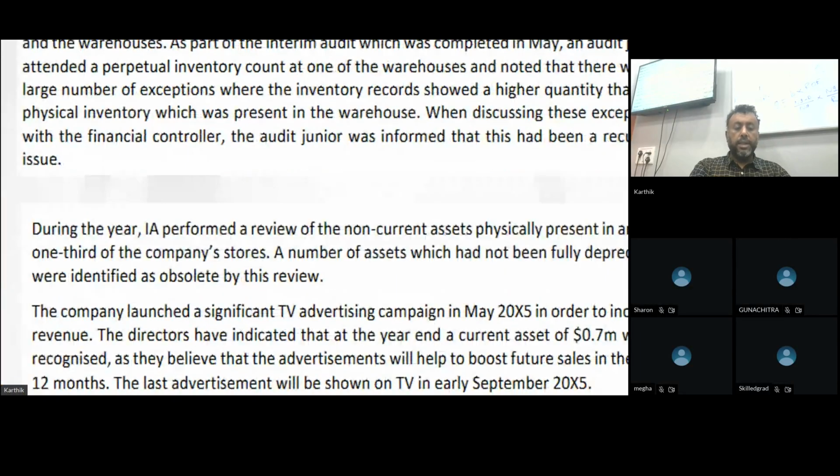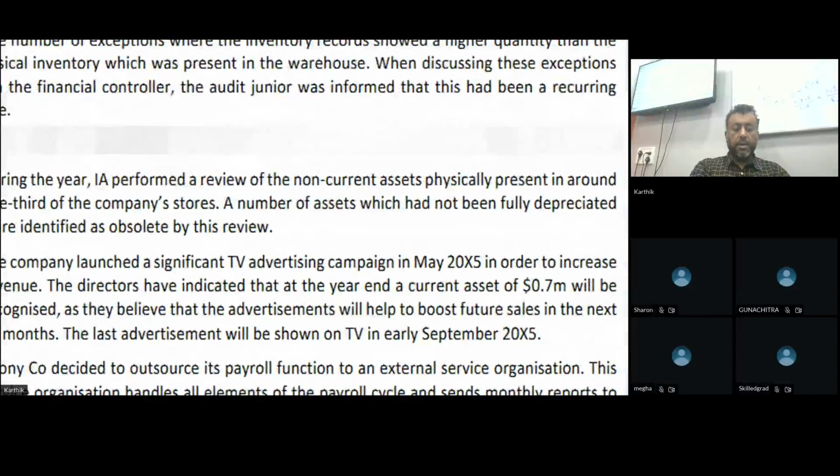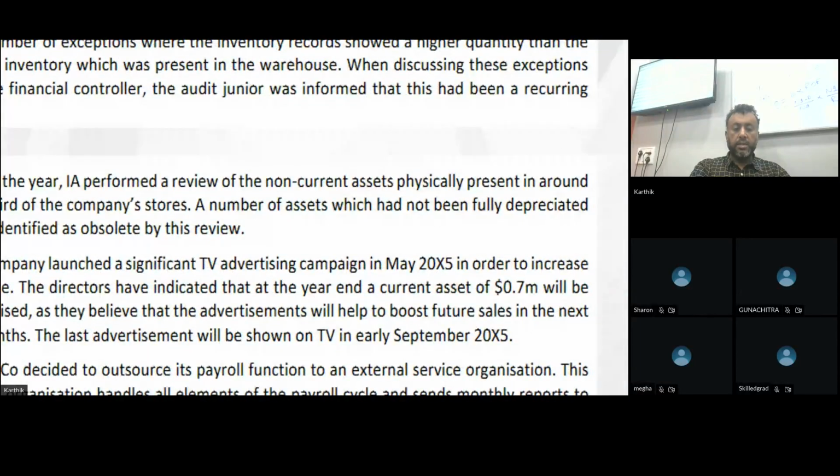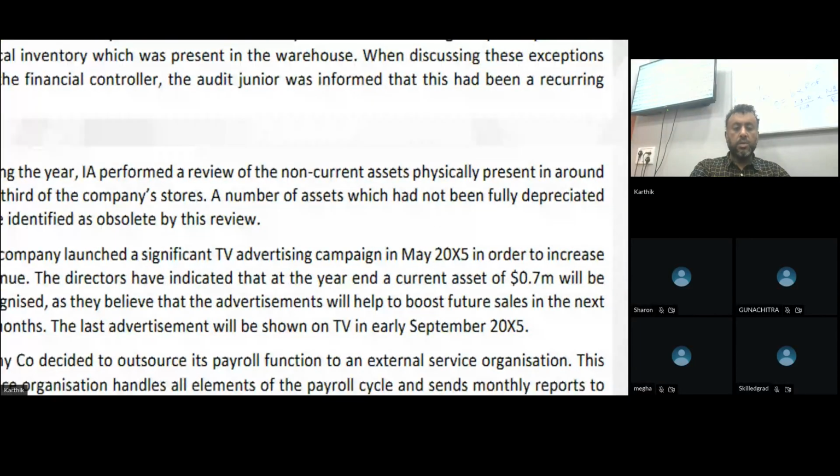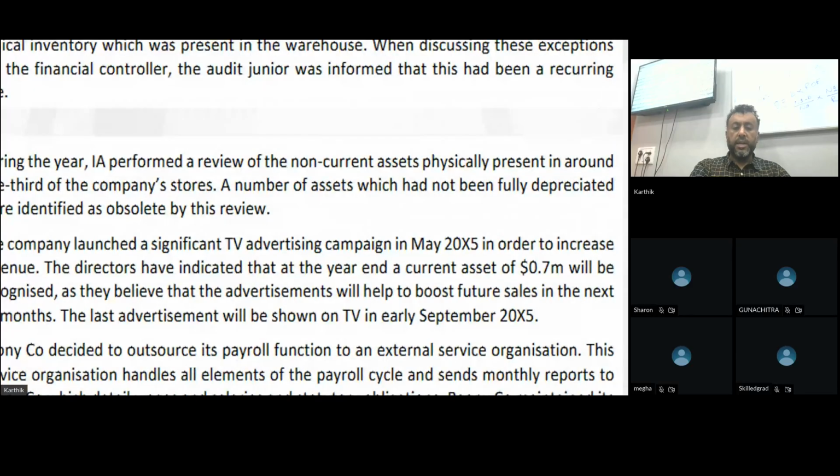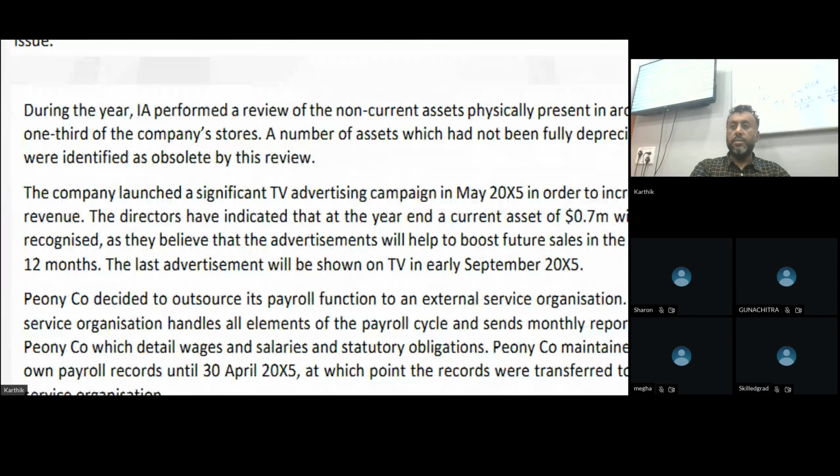During the year, the internal auditor performed a review of the non-current assets physically present in around 1/3 of the company stores. A number of assets which have not been fully depreciated were identified as obsolete by this review.